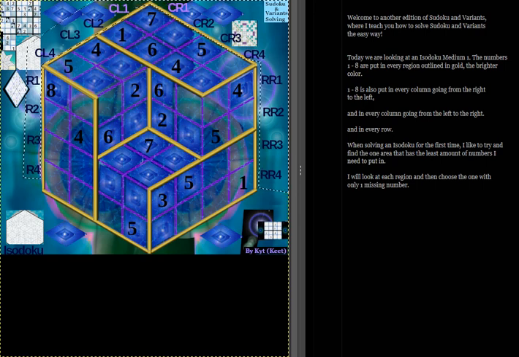Welcome to another edition of Sudoku Invariants where I teach you how to solve Sudoku invariants the easy way. Today we're looking at an Isodoku Medium 1. The numbers 1 through 8 are put in every region outlined in gold. Gold, the brighter color.